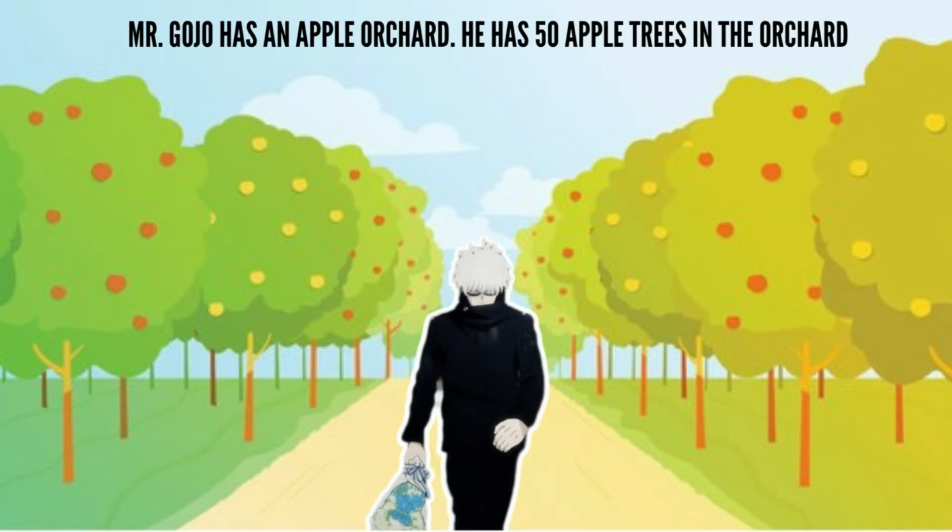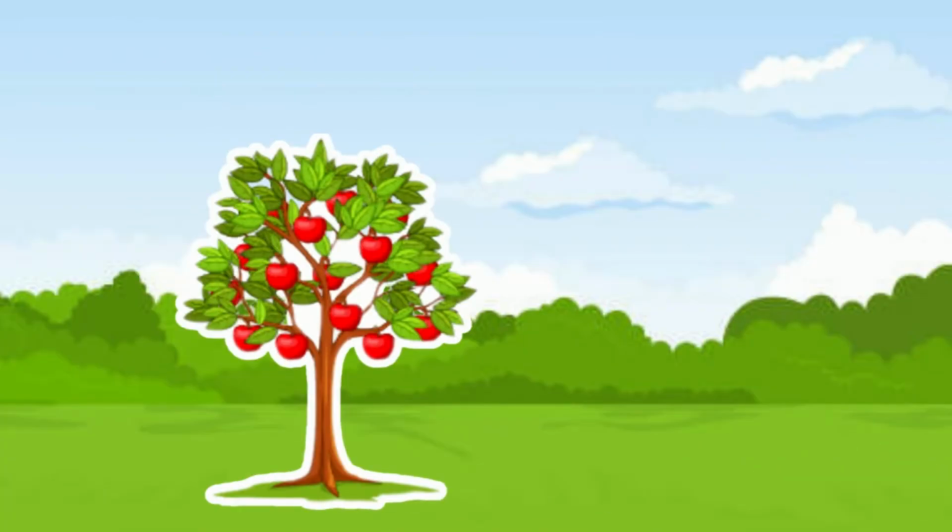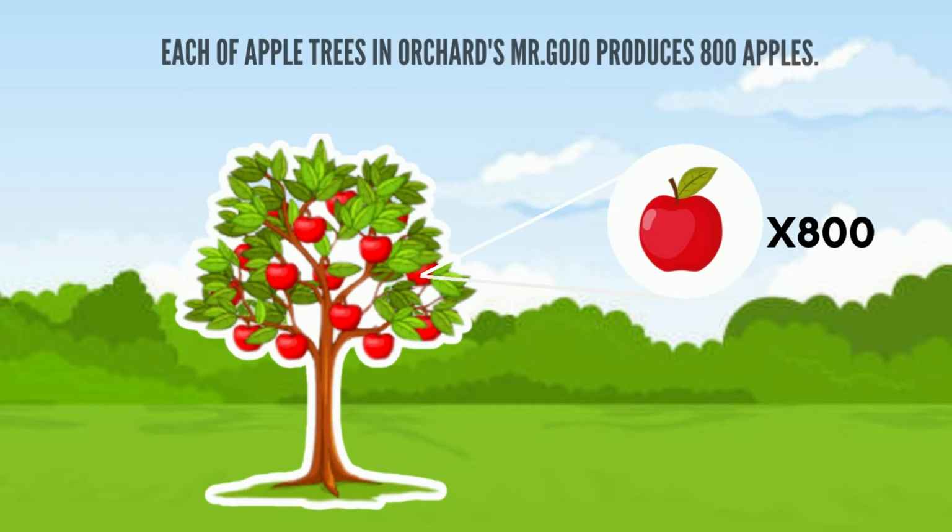Mr. Gojo has an apple orchard. He has 50 apple trees in the orchard. Each of the apple trees in the orchard produces 800 apples.